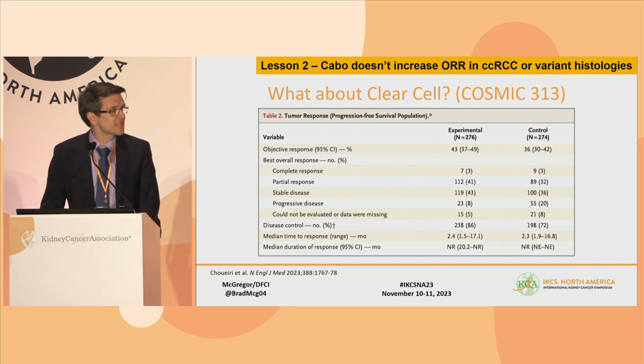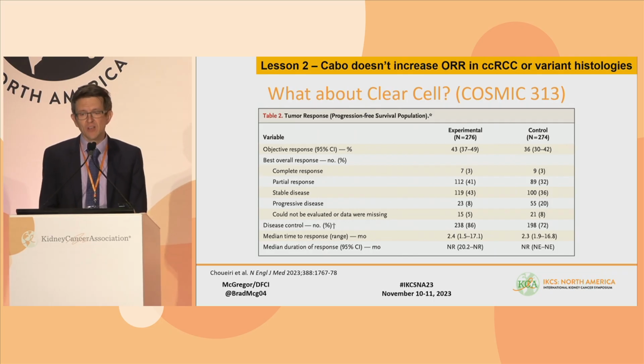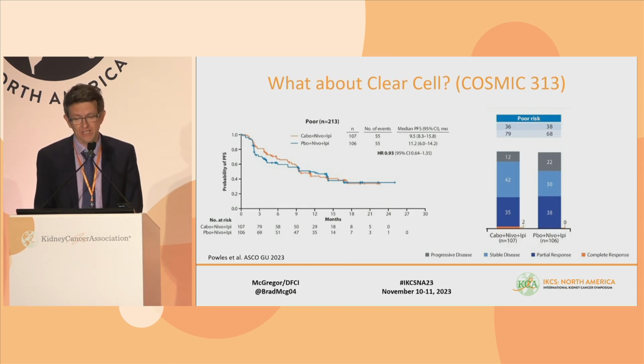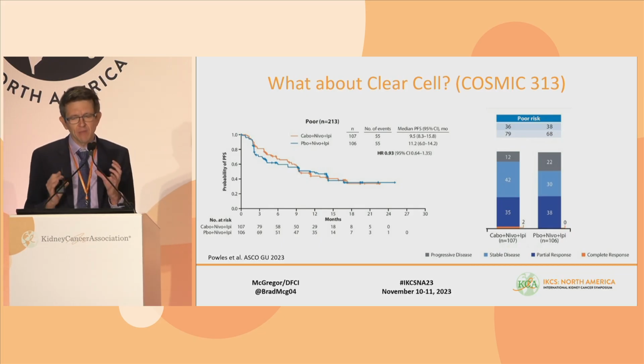So what's lesson 2? Well, we look at COSMIC-313, and we saw that the response rate was right around 40% in CheckMate 214, and it wasn't that much better when we added cabo. So the lesson there is cabo doesn't increase objective response rate when added to nivo/ipi in clear cell, or now we know in variant histologies. And we take a little bit step further back and say, well, look at that COSMIC-313. Is there any other things?